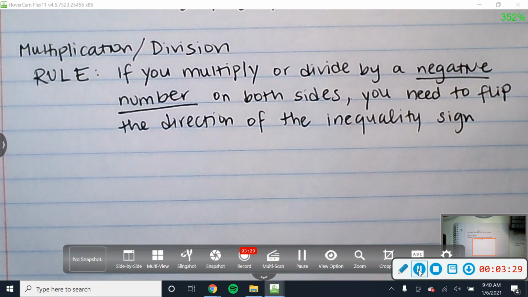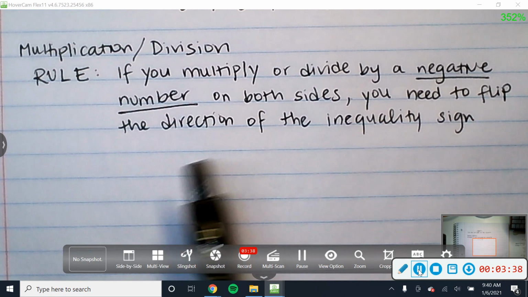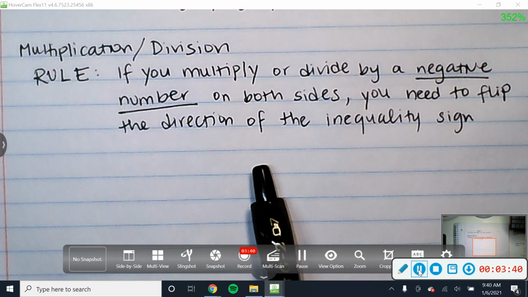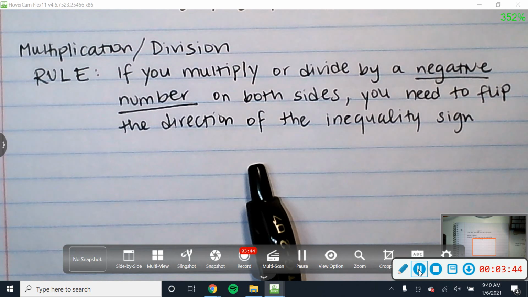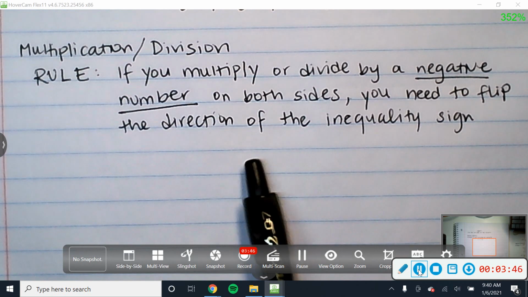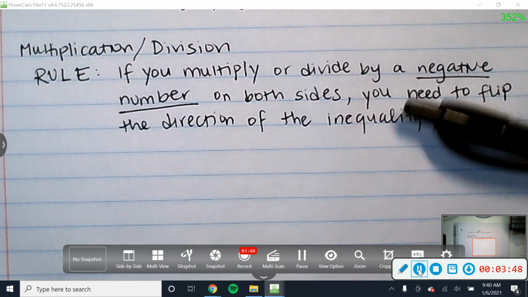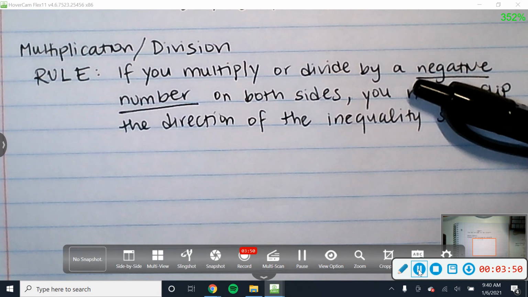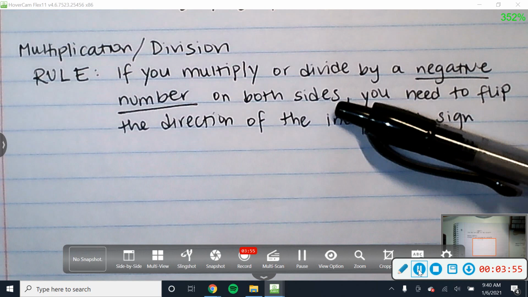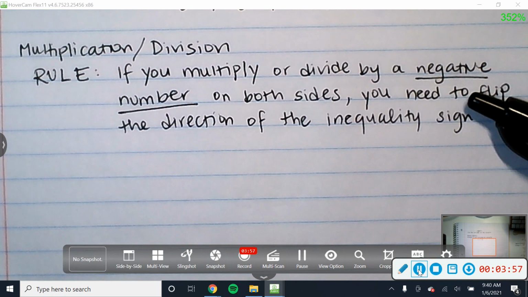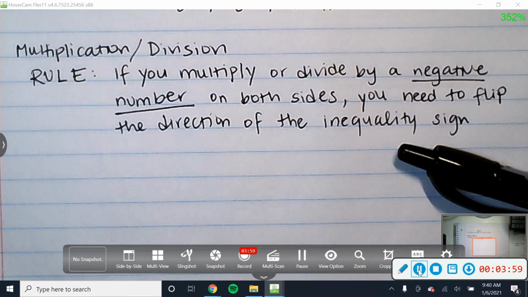So we just finished up how to solve addition and subtraction with inequalities. Those are really easy, very straightforward, just like how we solve equations. Multiplication and division, though, has a very special rule. So if you need to pause the video to copy this all down, I would suggest you do that. The rule is if you multiply or divide by a negative number on both sides, you need to flip the direction of the inequality sign.